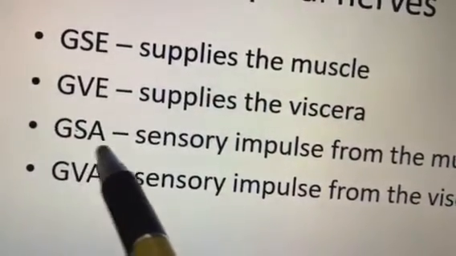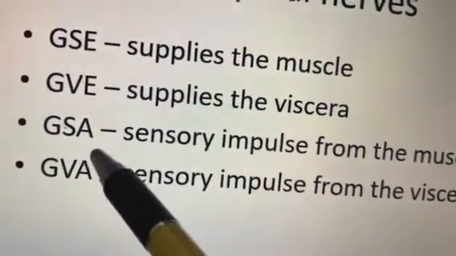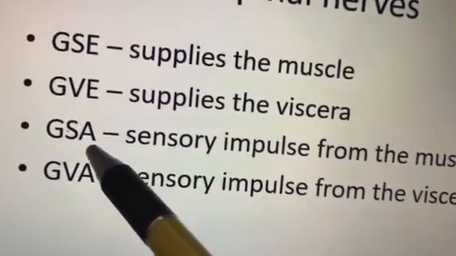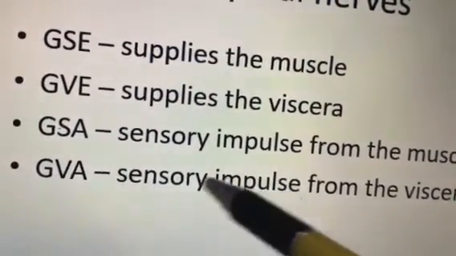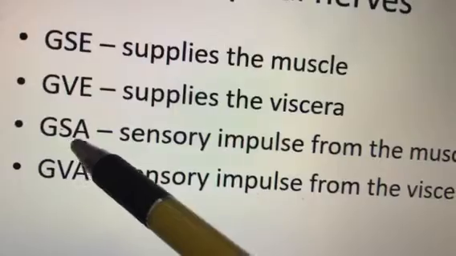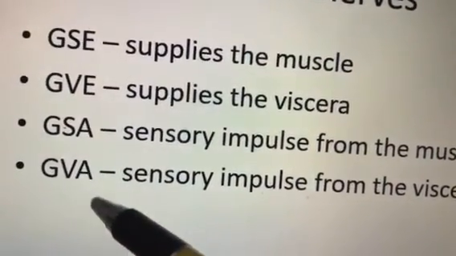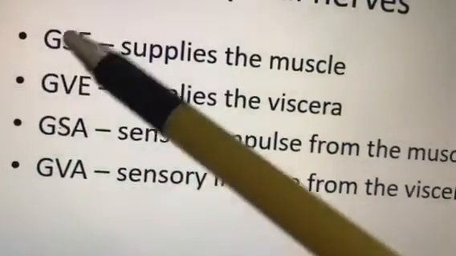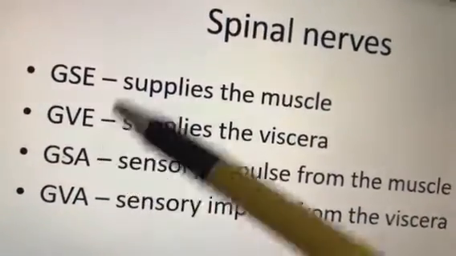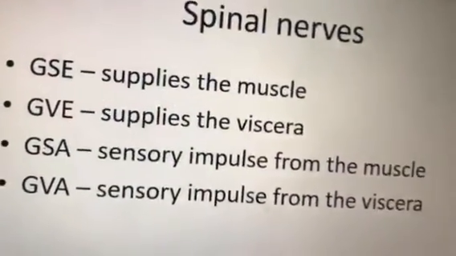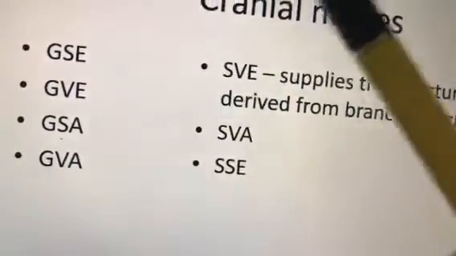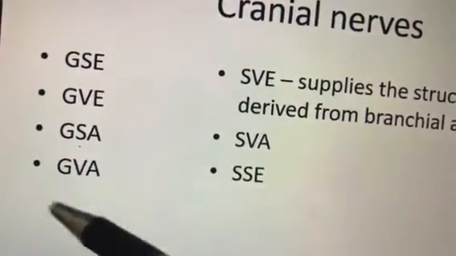And then general somatic afferent means from the body, from the skin all over the body, the impulses are coming. That is called general somatic afferent. But general visceral afferent means from the organs the sensation is coming. Understood? So hope you understood this terminology. This is for spinal nerves. And for the cranial nerves also, we do have all these 4 terminologies.